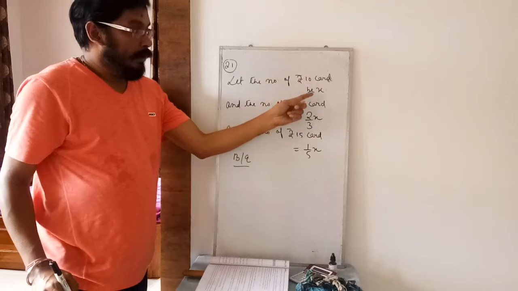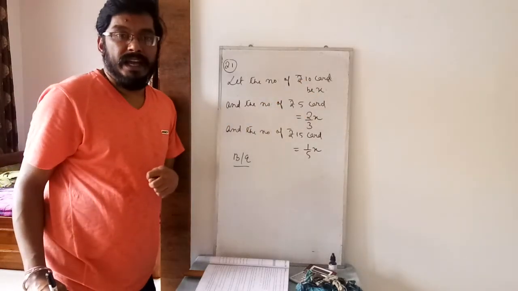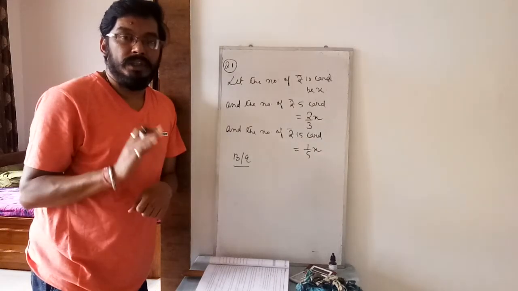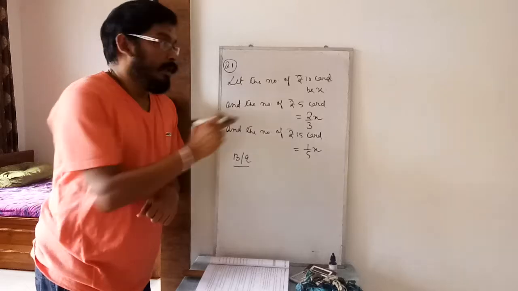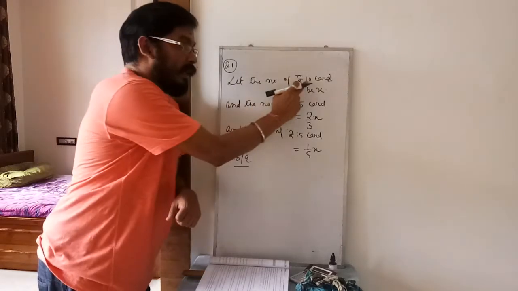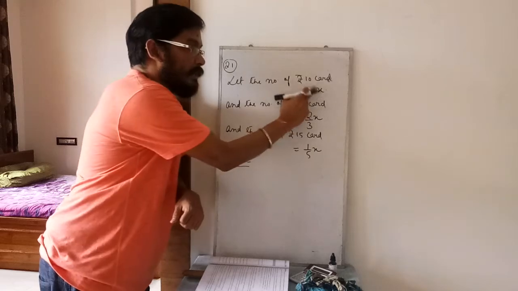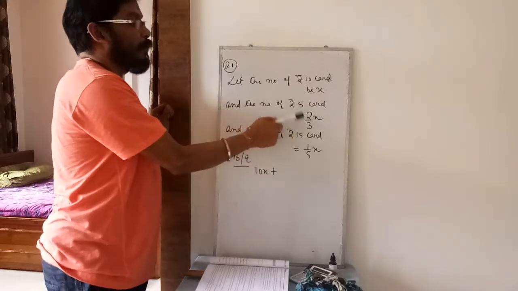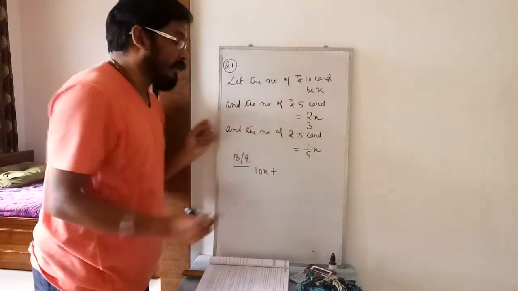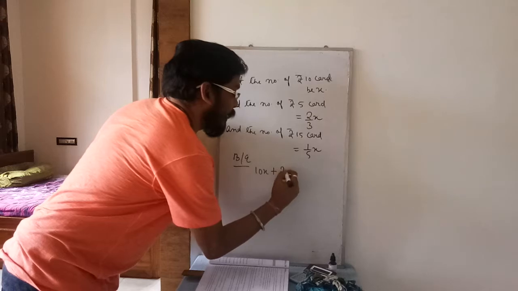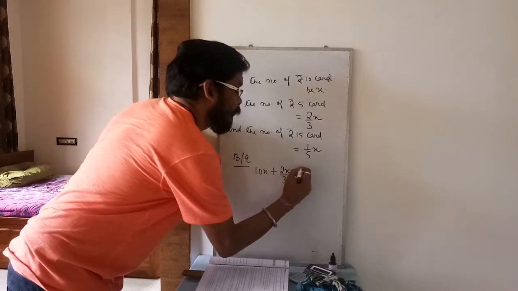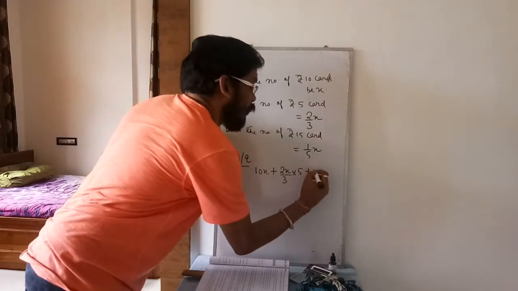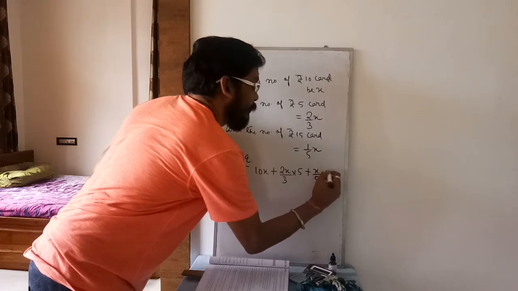So 10 rupees cards, how many has she purchased? x. So total money is 10x. Suppose one pencil is 2 rupees and you have purchased 3 pencils, so it is 3 into 2. Similarly one card is 10 rupees and she has purchased x cards, so it is 10 into x, 10x. Plus 5 rupees cards, how many has she purchased? 2 by 3x. So it is 2x by 3 into 5. 15 rupees cards, how many has she purchased? 1 by 5x, so x by 5 into 15.